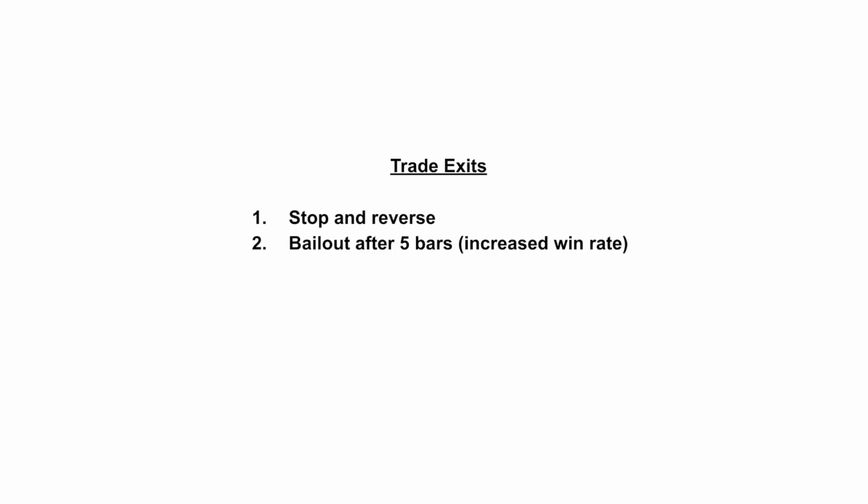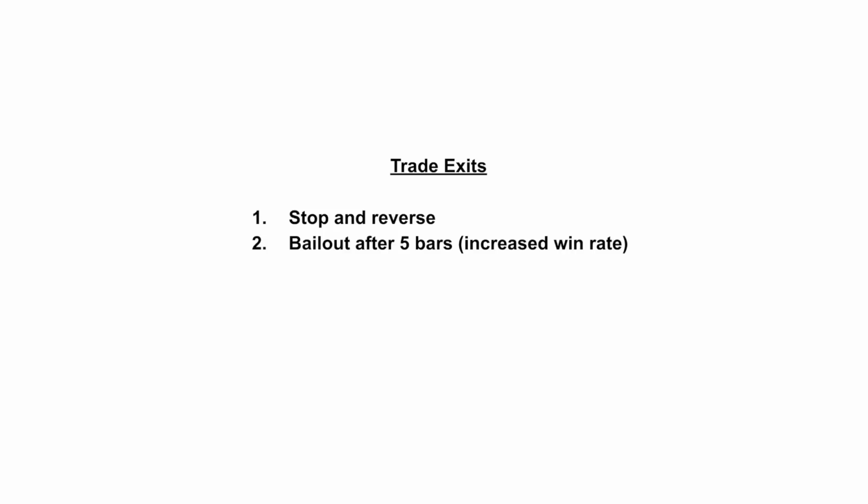Trade exits, very simple. The main one we're going to be using is the stop and reverse. And what that means is if we're already in a long trade, so we've bought, the only way we're going to get out of the trade, well, for 2 reasons, we're going to get out if we get stopped out, but mainly we're going to get out when we get an entry signal to go short. So we're going to exit our long position, and then reverse it, and then go short, and vice versa when we're already in a short position.